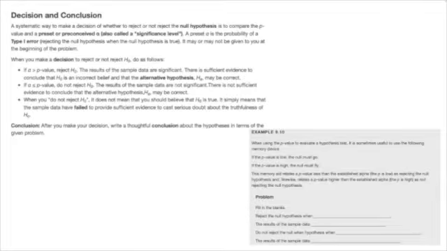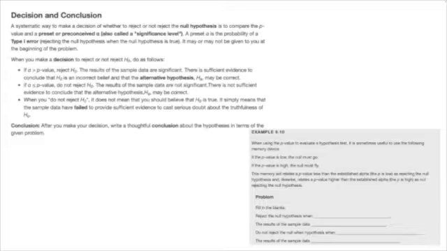A systematic way to make a decision of whether or not to reject the null hypothesis is to compare P to a preset alpha, which is called your significance level. Remember that alpha is the probability of getting a type 1 error. It may or may not be given to you at the beginning of the problem. If it's not given to you, you're going to assume it's 0.05. Okay, so if alpha is greater than P, you reject the null. If alpha is less than or equal to P, you do not reject the null.